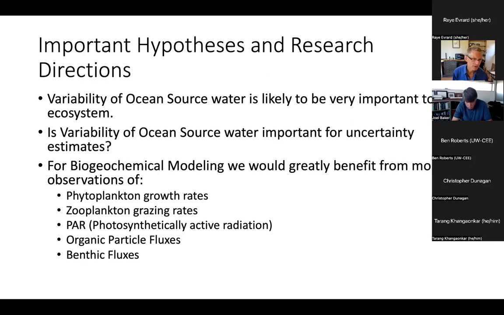And then last thoughts about generally for biogeochemical modeling, there's things that we have a lot less knowledge about than we should in order to be doing this job right, especially phytoplankton growth rates, zooplankton grazing rates, photosynthetically active radiation versus depth in active phytoplankton fields, organic particle fluxes, there's only a few real measurements of that, and benthic fluxes, likewise, very few observations in Puget Sound. And that's all, thank you.